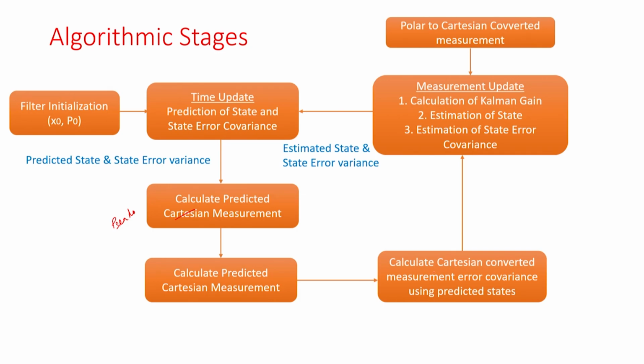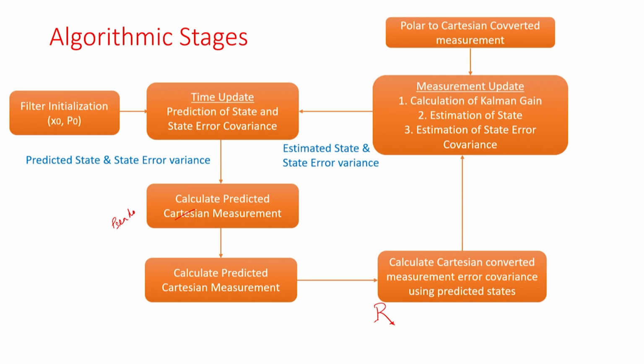Once you calculate this, then you calculate the r. The r you have already calculated analytically. Now, calculate it with respect to the predicted state, that means the time updated state. Once you calculate this, then you run your linear measurement update. Okay.